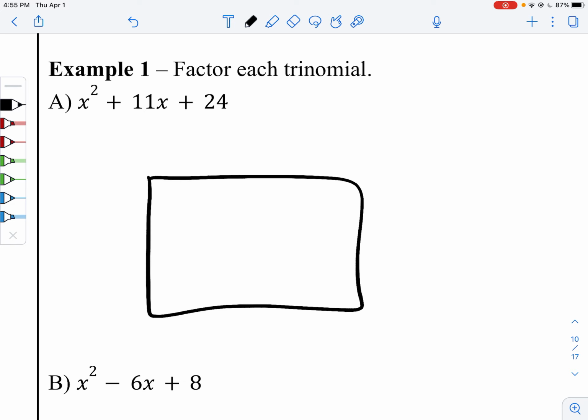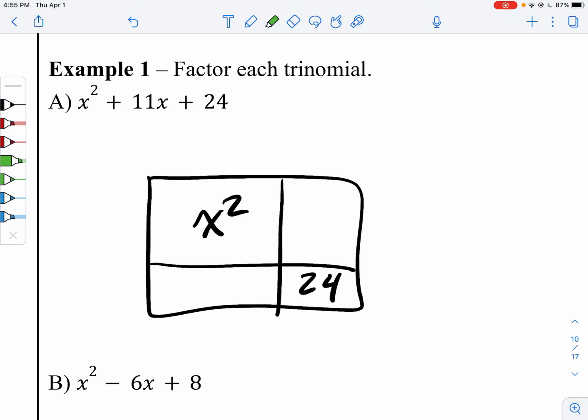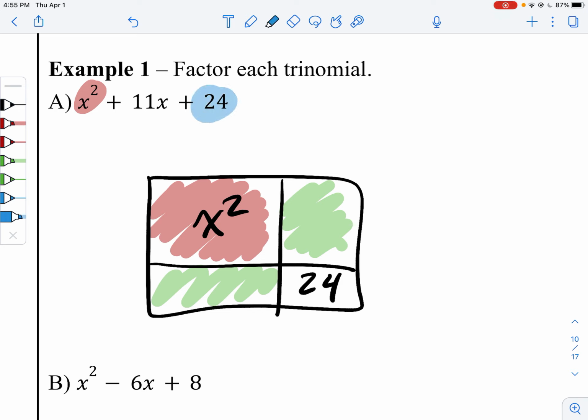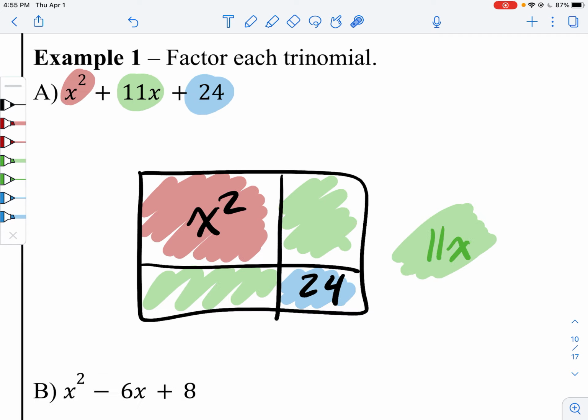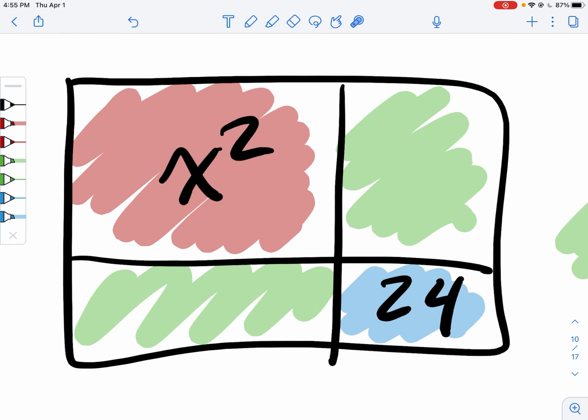So basically we want to figure out, if we've got x squared plus 11x plus 24, we need this space to be equal to that. So we're going to make an x squared square and a 24 square. We started by taking our first term and putting it in the top left corner, and then we take our last term and put it in the bottom right corner. Now all that's left is 11x. We need this 11x total space here, but we don't know exactly what each part is going to be, but they have to add up to 11x. Now we need to figure out the dimensions of this rectangle to make this true.